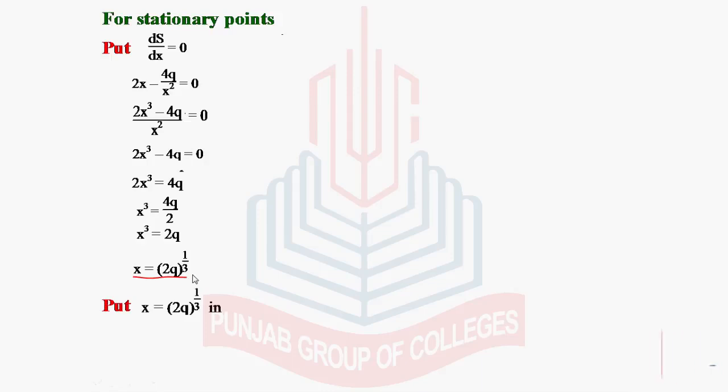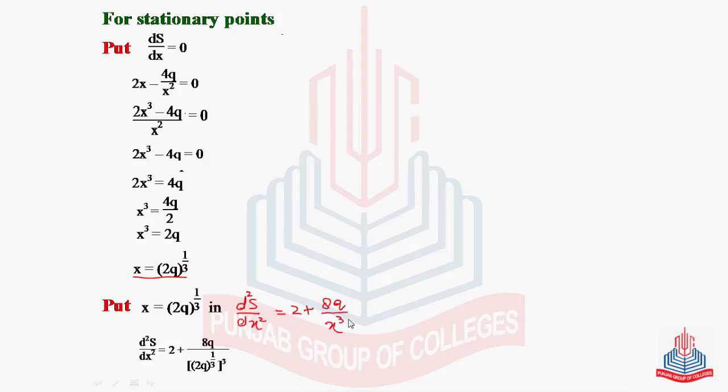And for that, put x is equal to 2q raised to the power 1 by 3 in the second derivative, and the second derivative is d2s by dx square, and that is 2 plus 8q over x cube, and here x is 2q raised to the power 1 by 3. This one actually d2s was 2 plus 8q over x cube. So just put the value of x here.